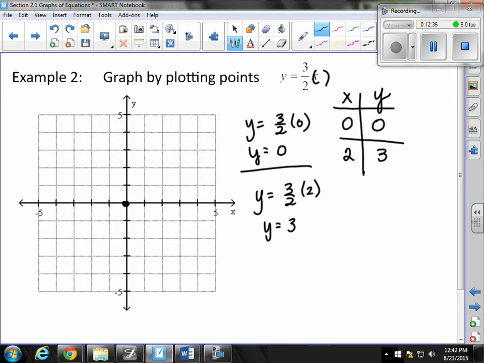0, 0 is right at the origin, and then 2, 3: go over 2 in the x direction and up 3 in the y direction. There's my second point, and I can connect that with a straight line. So that's how you do that by hand. In the next video, I'm going to show you how to graph using your calculators.